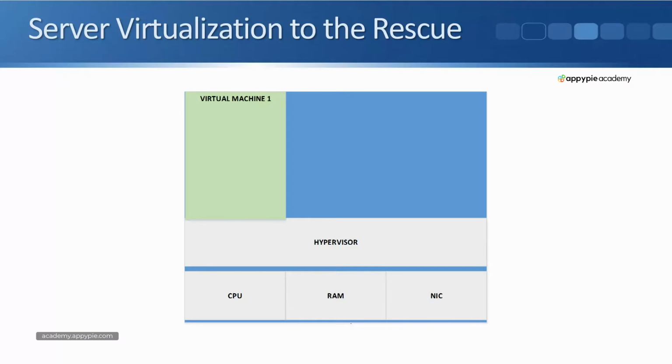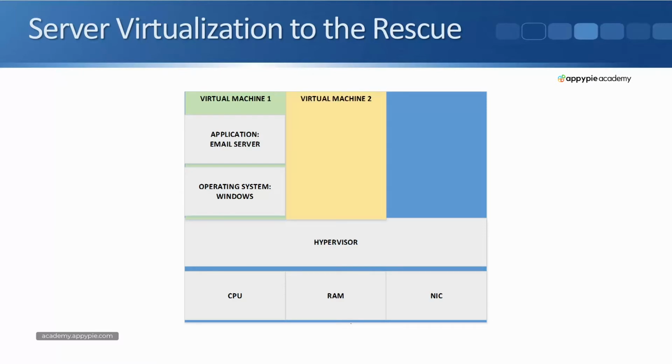So I've got my first virtual machine, which gets installed in my hypervisor, and in there it's got its operating system. Let's say that virtual machine 1 is running on Windows, and then on top of Windows I install my email server. Then I install a second virtual machine onto that same physical server. And in my second virtual machine, it's also running Windows as its operating system, but this is a separate instance of the operating system.